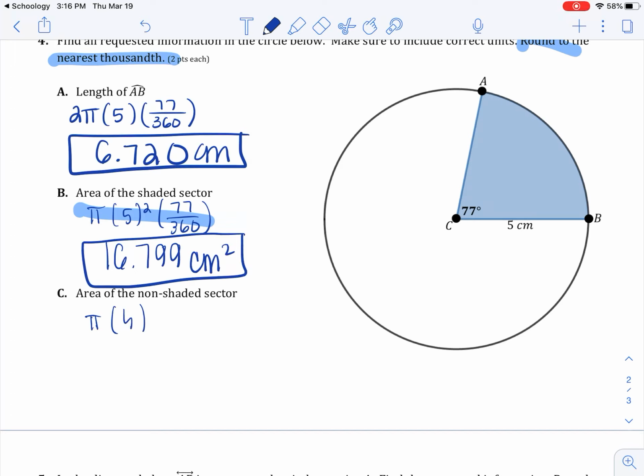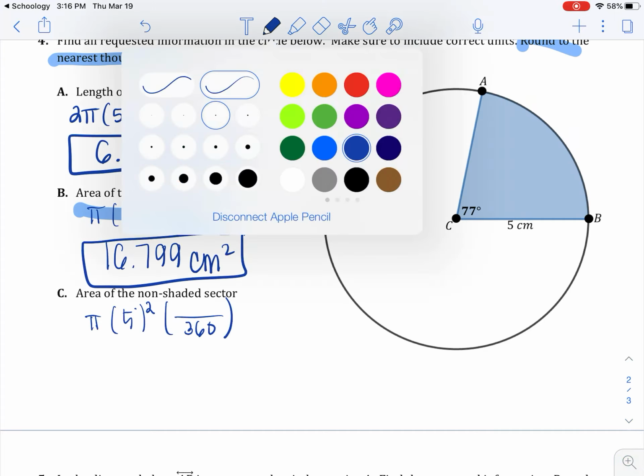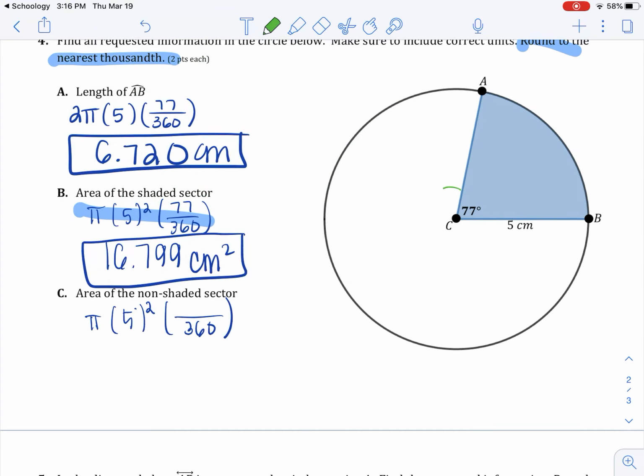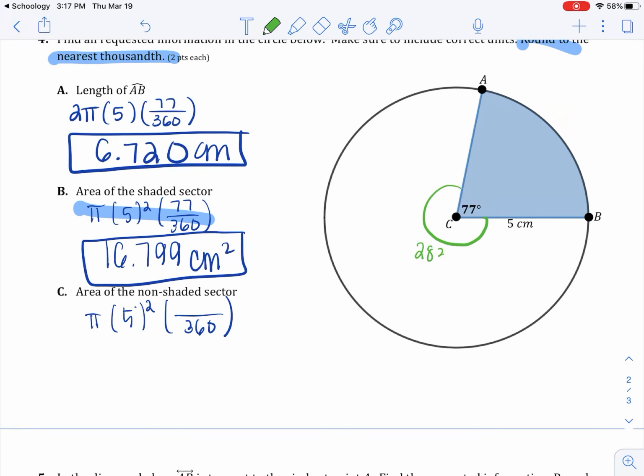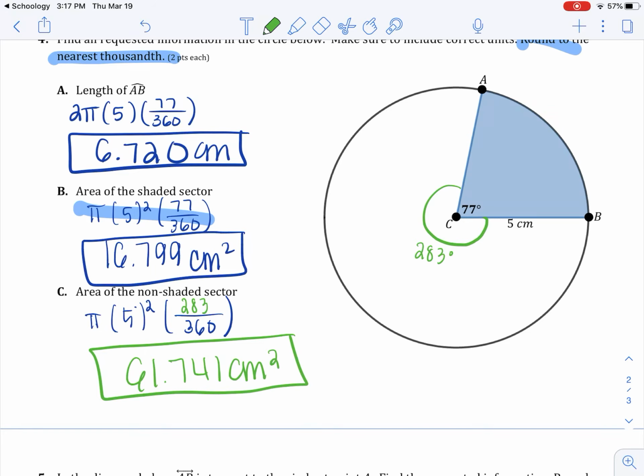All right, last one, area of the non-shaded sector, pi times the radius, which is 5 squared. Now I need the measure of that angle. So the non-shaded sector here is this angle. So I have to do 360 minus 77, and I get that this is 283 degrees. So 283 goes right here. Put that in your calculator, and you get 61.741 centimeters squared.